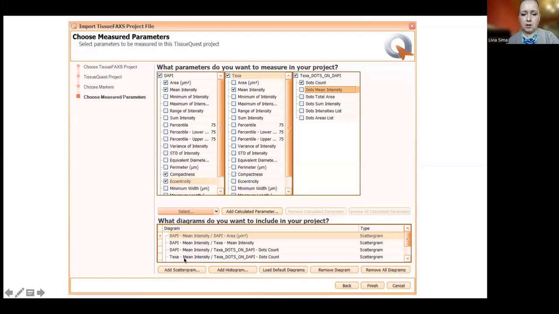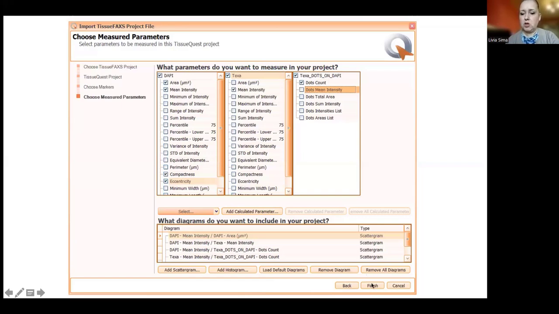In the lower part of this window, you have a list of all the scattergrams and histograms that are generated automatically by the software, allowing you to quantify all the combinations between these parameters that are chosen in the Choose Measured Parameters window. This list can be modified at any time, even during analysis.